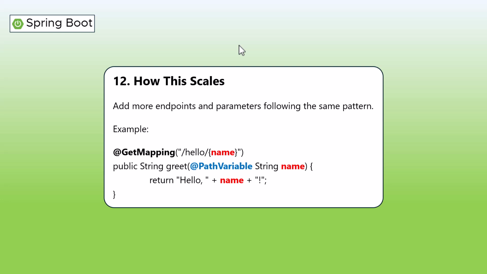12. How this scales. The same patterns extend naturally to more endpoints, request parameters, structured responses, and layered architecture. As the app grows, you can introduce services, configuration profiles, and testing, all supported by the same conventions.